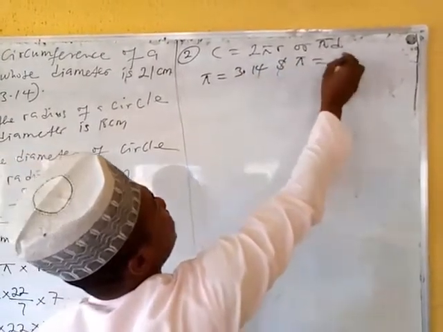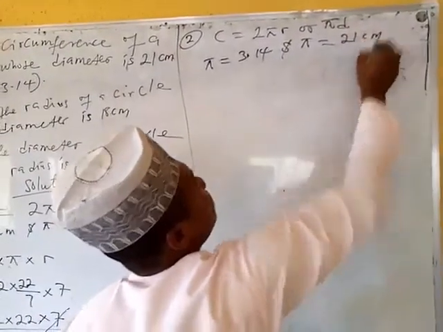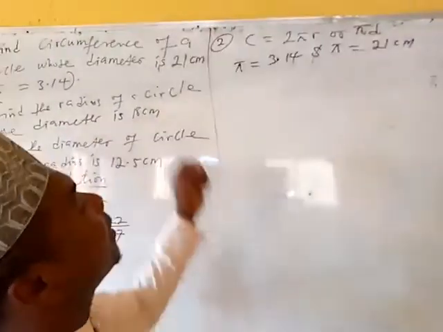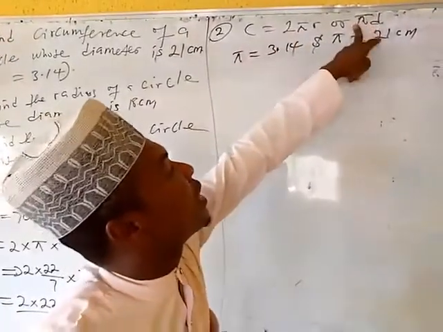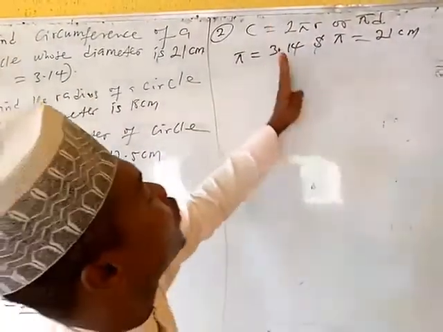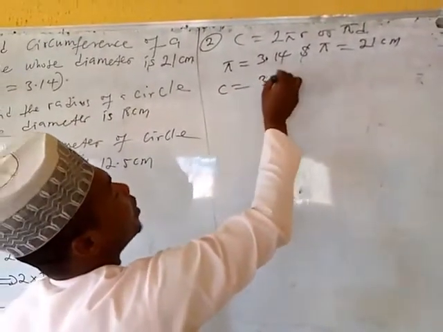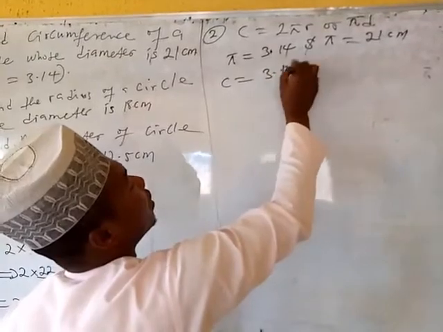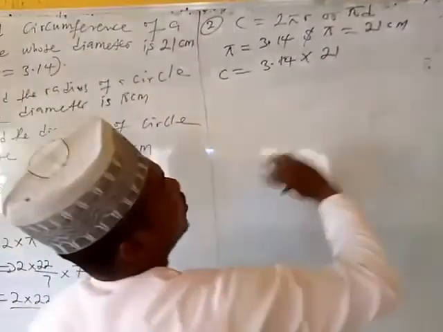So see, pi is given as 3.14 and d is given as 21 centimeter. Very simple. Please don't include 2 again, because 2 is not in this formula. Just multiply these 2 values. So this implies 3.14 times 21 centimeter. So let's do our rough work here.